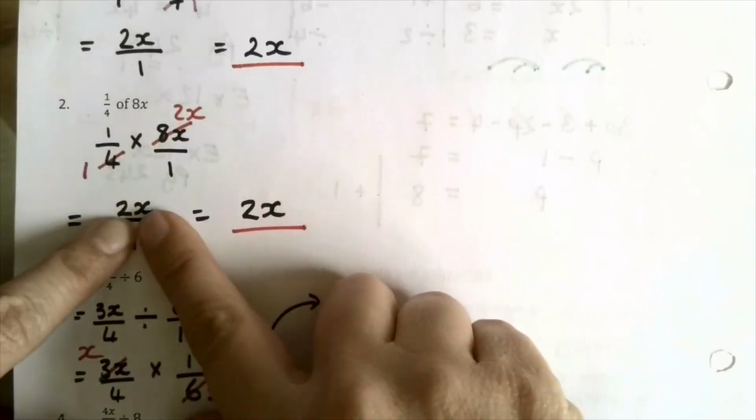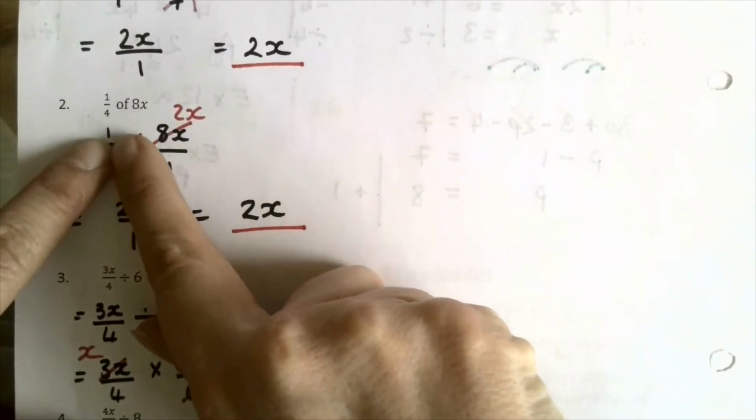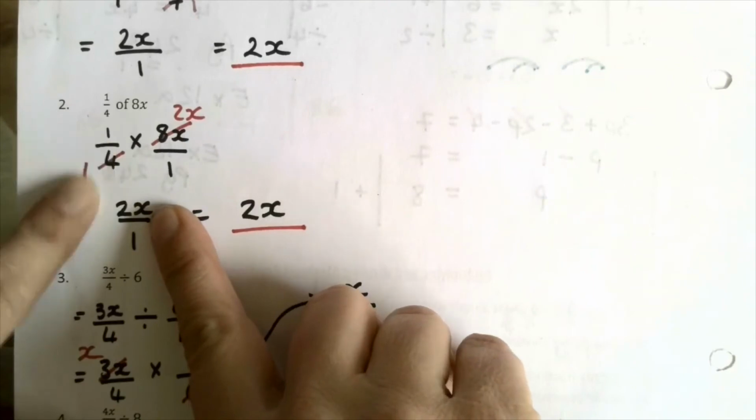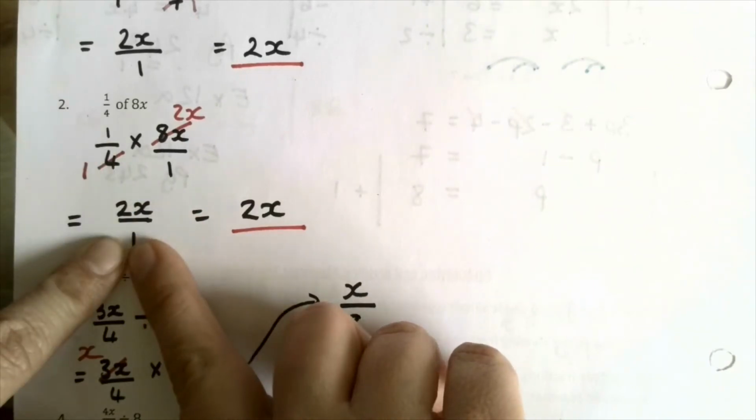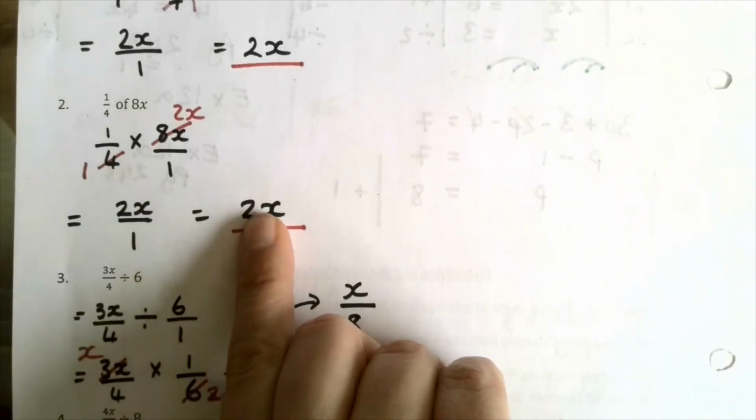So from this line to the next line, all I'm doing is multiplying top by top. 1 multiplied by 2x gives me my 2x. 1 multiplied by 1 gives me 1. So that gives me 2x.